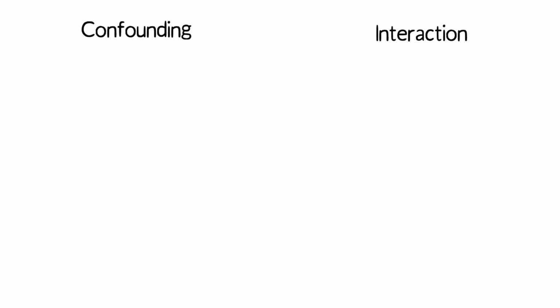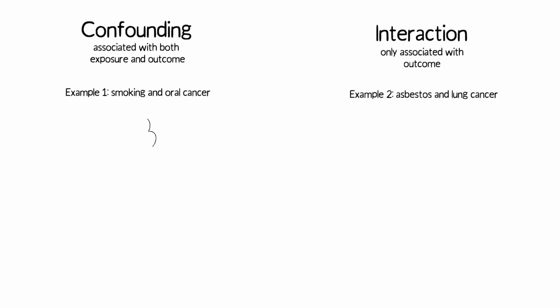Confounding and interaction may seem similar, but there's an important difference. Confounding is associated with both exposure and outcome. Interaction is only associated with the outcome. Let's illustrate this with the following examples.